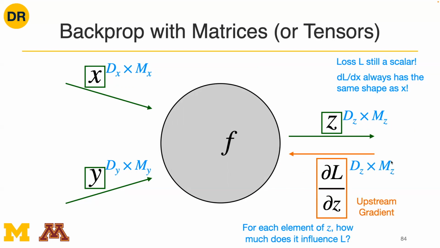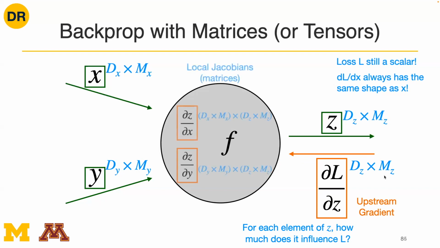Because our loss is still a scalar, we know that our first upstream gradient is still going to be the same shape as the output of this function. So our dL/dz is still d sub z by m sub z. Within the function we still have local Jacobians, but their dimensionality is increased. They're now matrices of more than just 2D. It's now a 4D matrix for each of them. So we could imagine grouping the dimensions together. And because we're almost out of time, I'll leave the thinking about how we could group them together as an exercise.